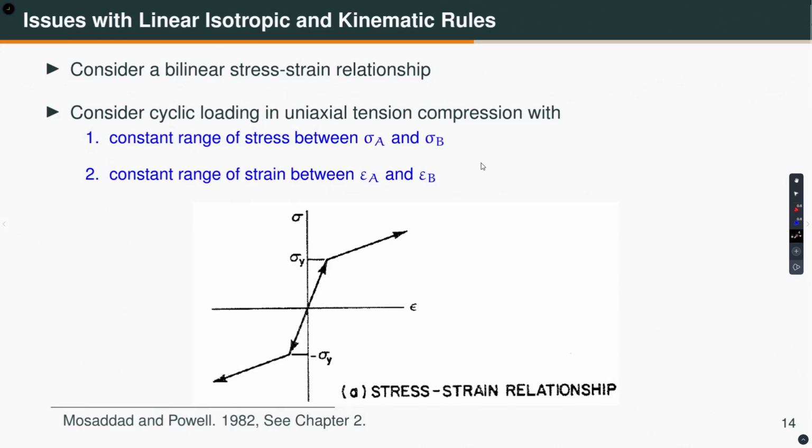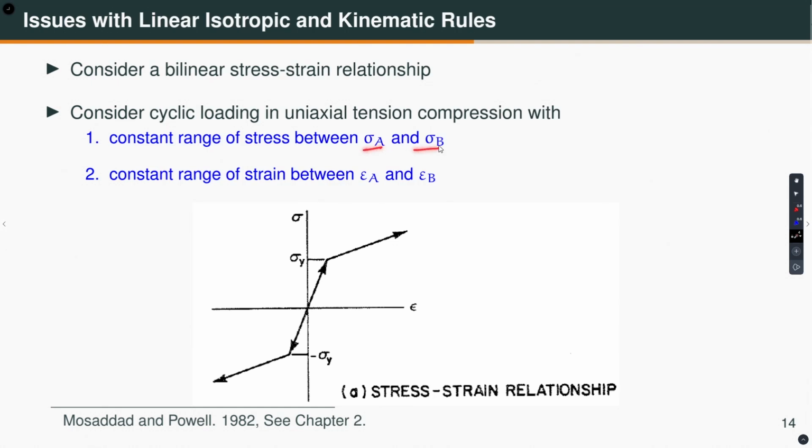Let us consider a bilinear stress strain relationship. When I say bilinear, I am actually talking about linear isotropic and linear kinematic hardening. And I want to consider a constant range of stress between sigma A and sigma B. I have got a material, I am going to apply uniaxial stress, the material behavior is assumed to be bilinear elastic. I will apply cyclic loading in such a manner that my stress is between sigma A and sigma B. So, it is called constant stress cycling.